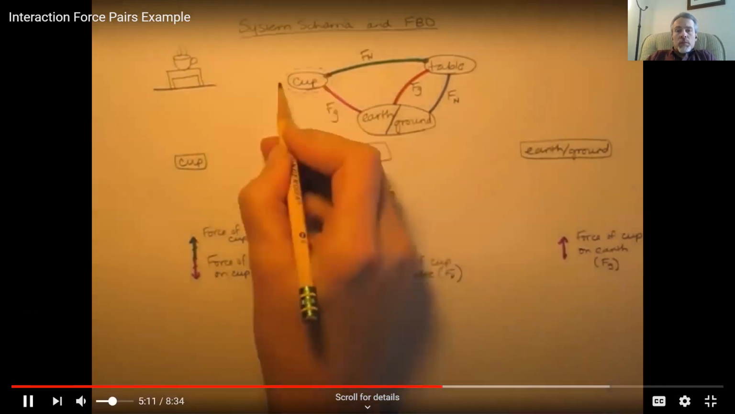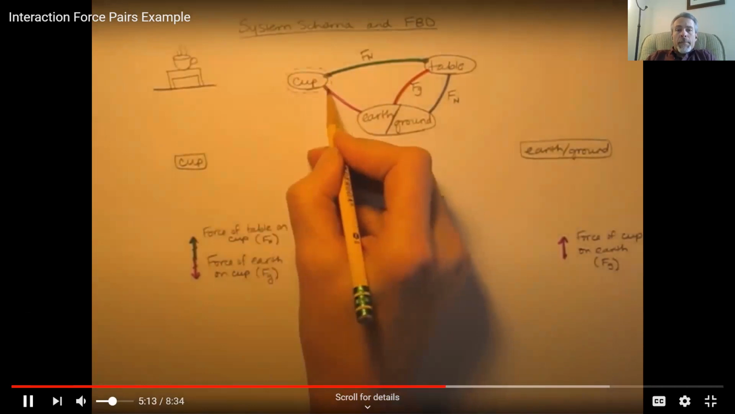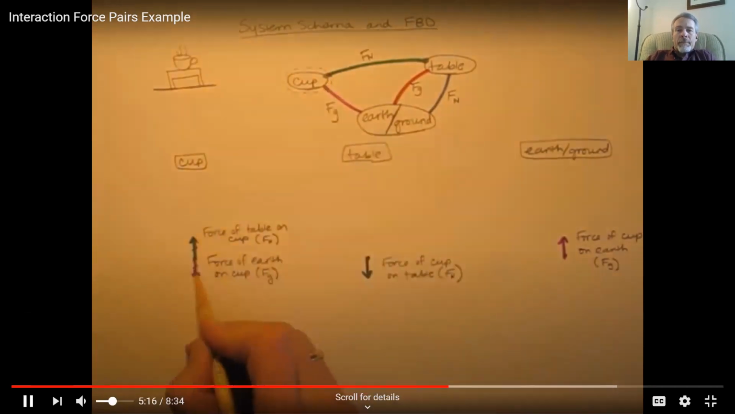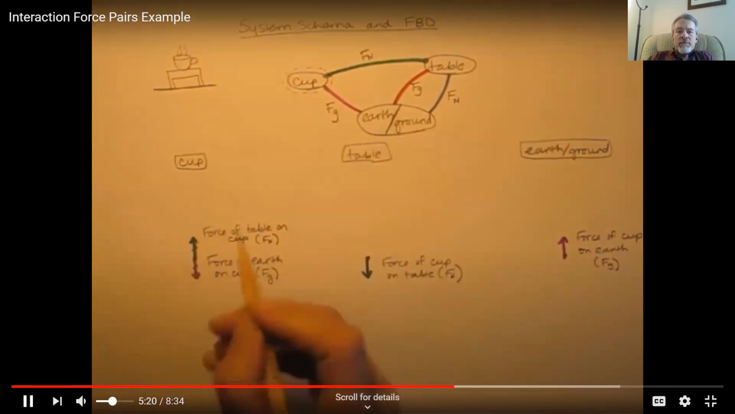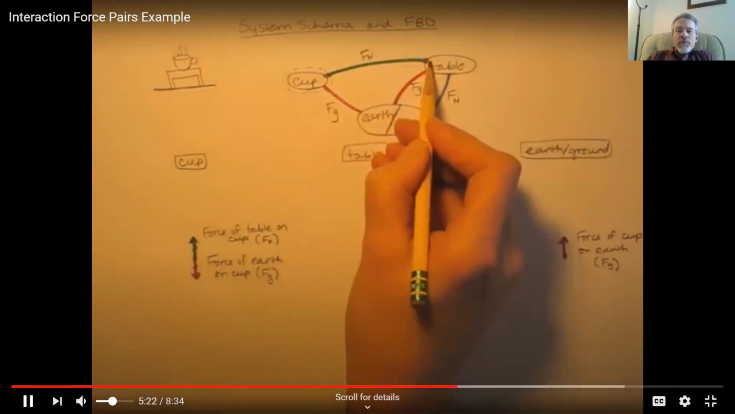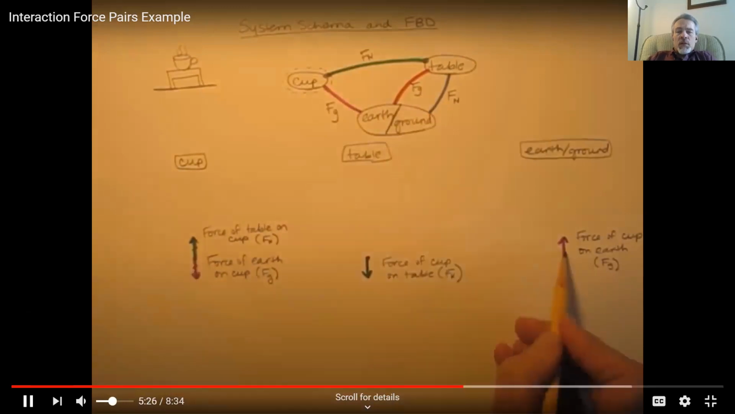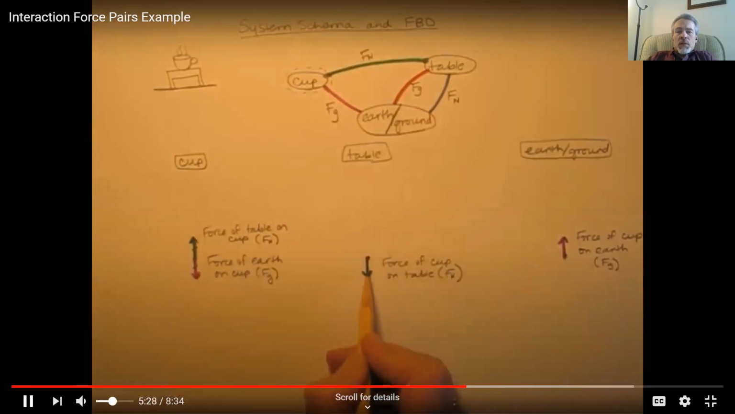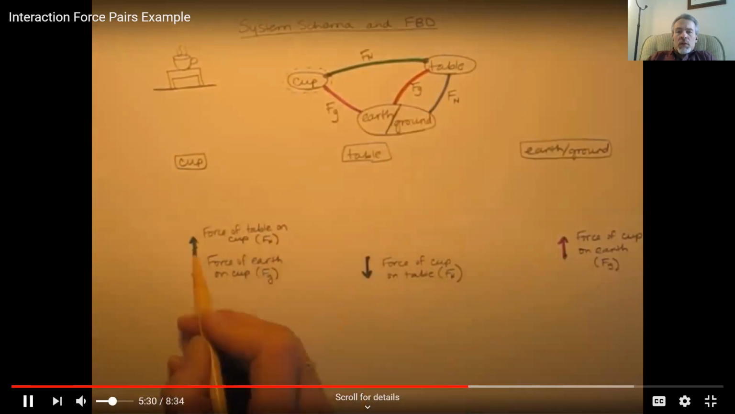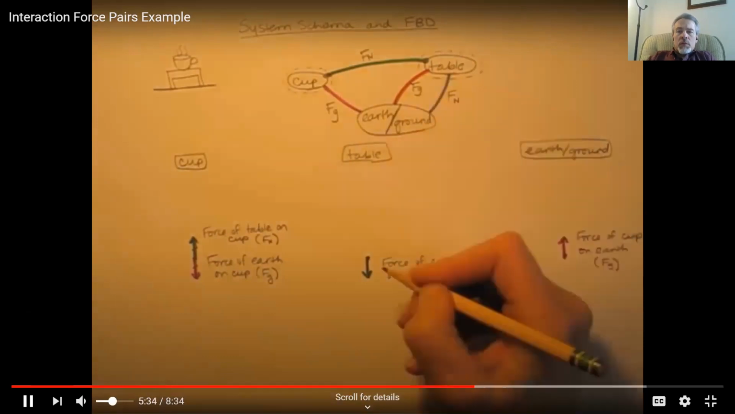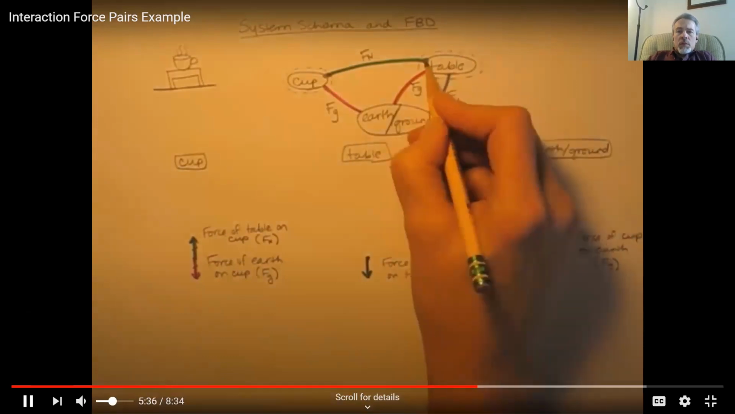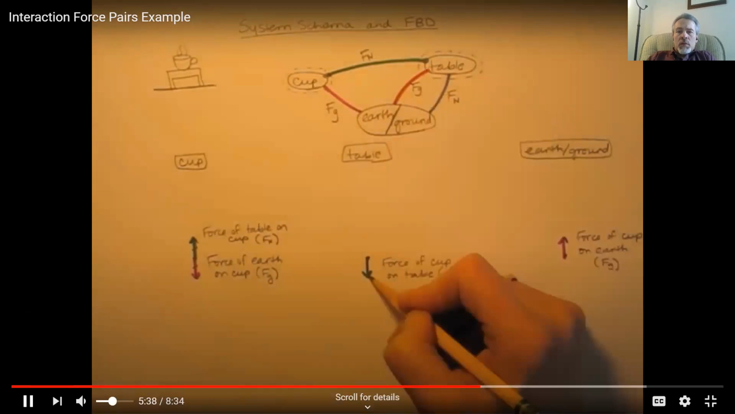So now we've finished the free body diagram for the cup because I can see there are two forces on the cup and I have both of those forces on the free body diagram. And you'll notice that the interaction force pairs do not show up on the same force diagram. The other pink force was over here and the other green force was over here. Okay, so let's do the free body diagram now for the table. We already have drawn the interaction between the cup and the table on the free body diagram.